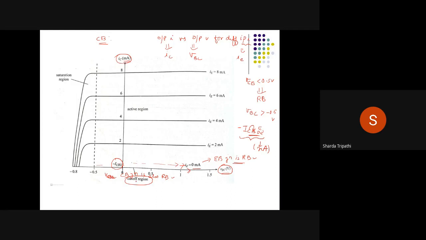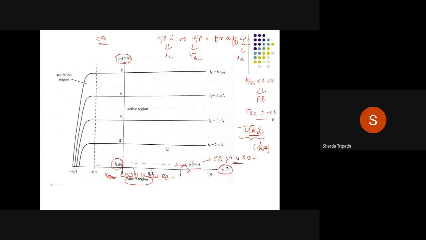So the summary over here is, in the cutoff region, IE is 0. The condition is that VBC is greater than minus 0.5 volts, and during this time only one current is going to flow through the transistor, that is ICBO. Since its value is very small, this line is going to appear as if it's coincident with the x-axis. So this is our first observation.